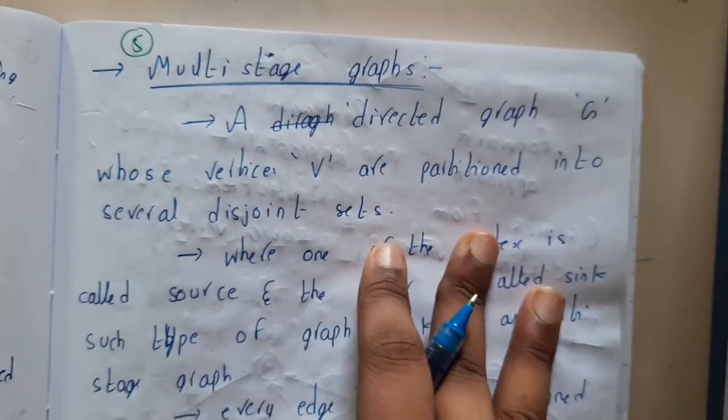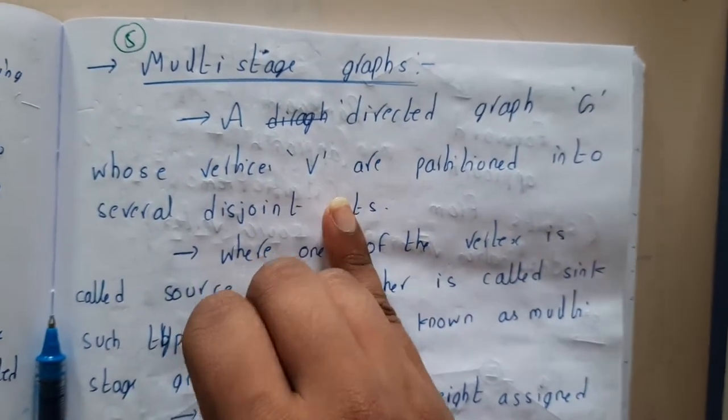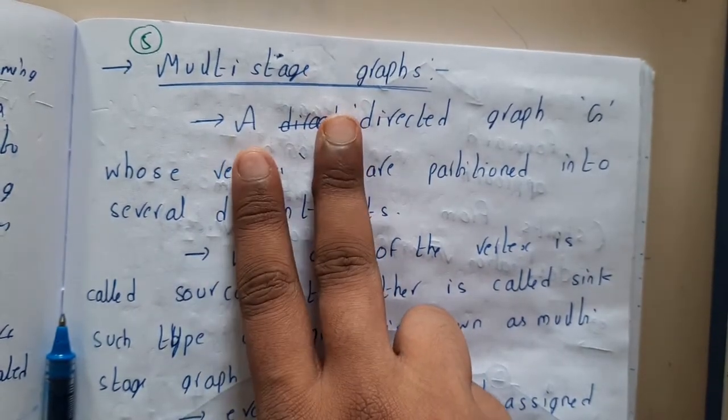In the next lecture, we'll be starting with the first dynamic programming problem, the multi-stage graph, which can be solved using two methods, forward and backward. We'll be discussing both in our next lecture.